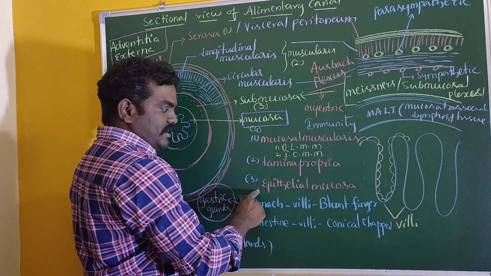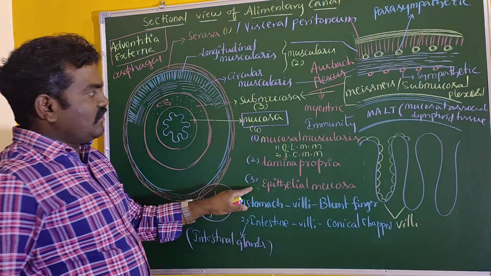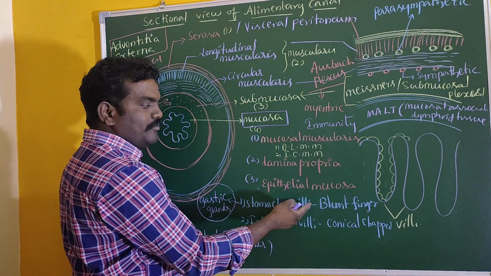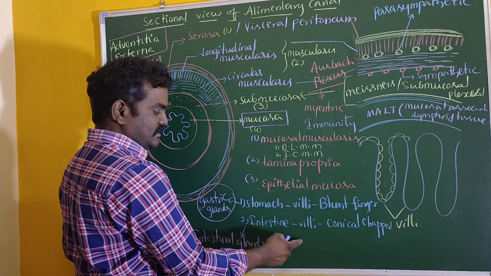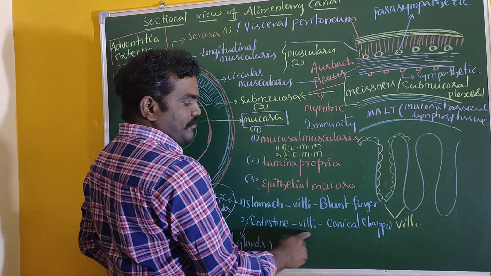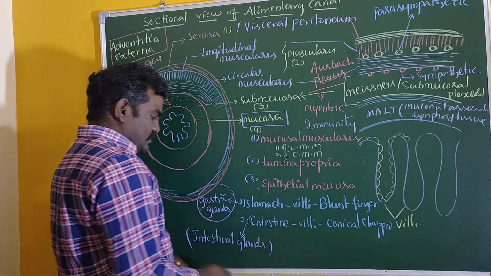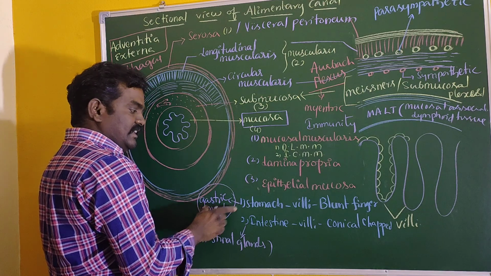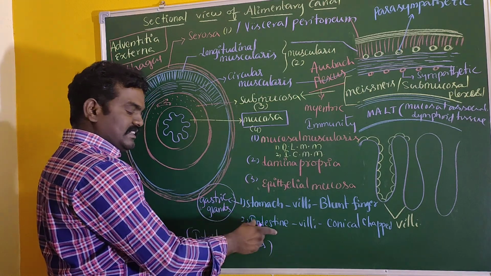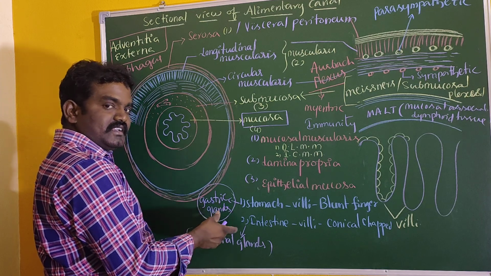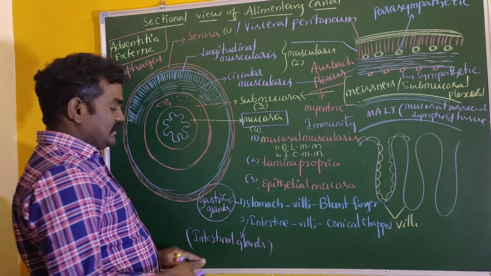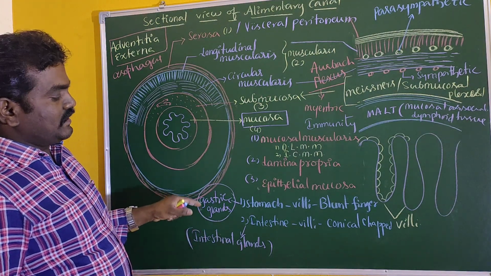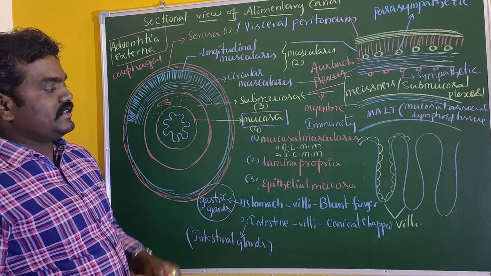And the epithelial mucosa, or mucosal epithelium, is the third layer of mucosa, and it develops villi in the stomach as well as the intestine. Villi appear in the stomach like blunt finger-like structures, whereas in the intestine they appear conical. The mucosal epithelium forms gastric glands in the stomach and intestinal glands in the intestine. Gastric glands are cardiac, fundic and pyloric glands. Intestinal glands are Brunner's glands and crypts of Lieberkühn. All these glandular structures are formed by epithelial mucosa.